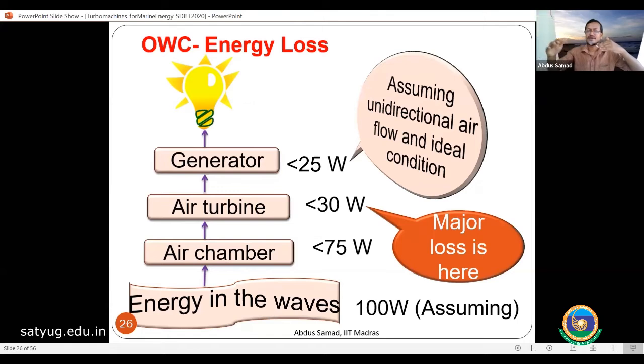So Wells turbine is having higher power, impulse is having lower power, but they have their merits and demerits. I'll explain later. In the air turbine, the major loss will occur. Then there will be generator loss and control and other losses.